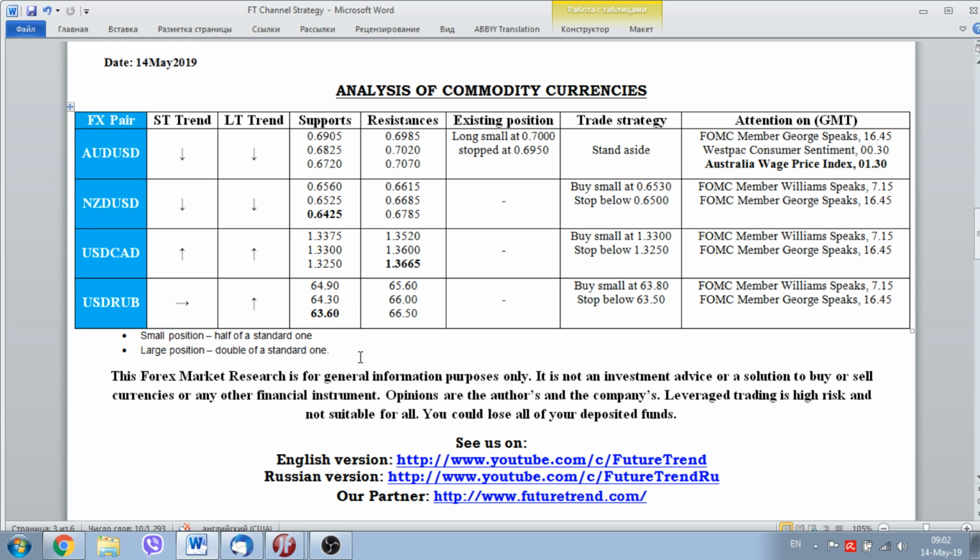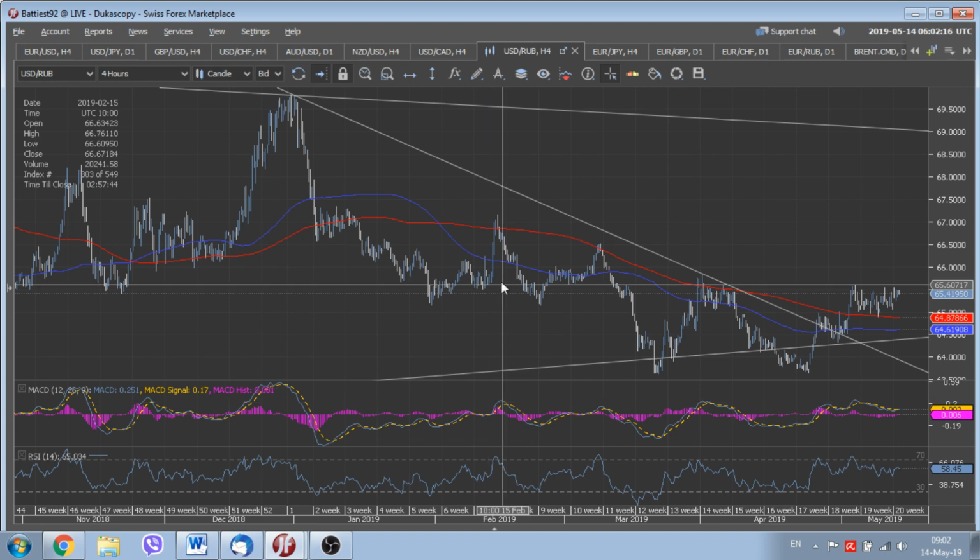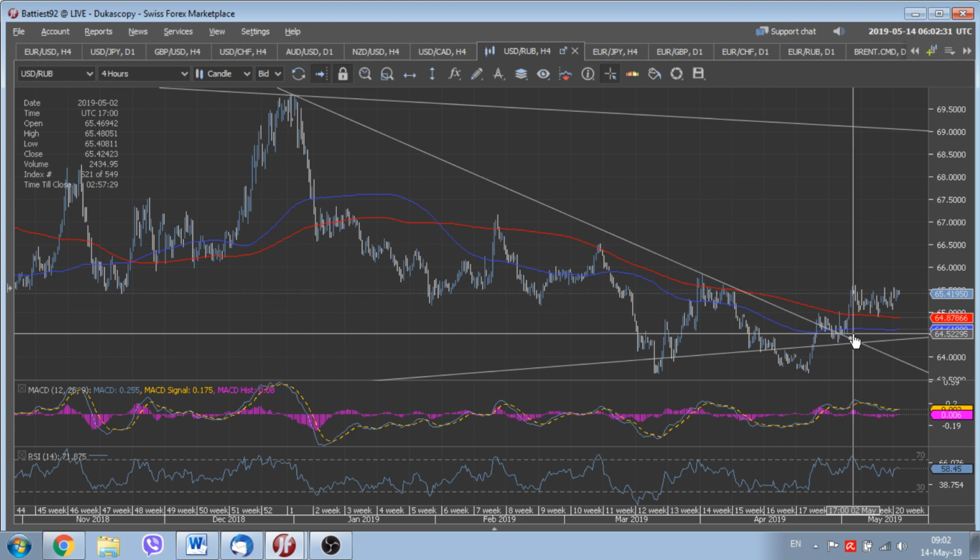As regarding the Canadian dollar and dollar ruble, a lot will depend, of course, on the oil price market, but here the situation also is not so clear. Let's see, by the way, the situation with the Russian ruble, which is looking quite stable against the United States dollar at the moment, in the range between 65.60 and 64.90, let's say a 70 points range, starting from the beginning of May.